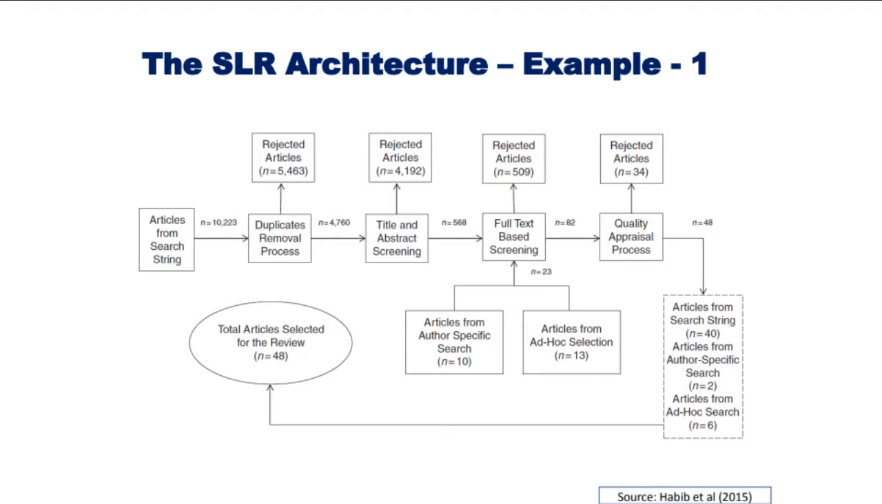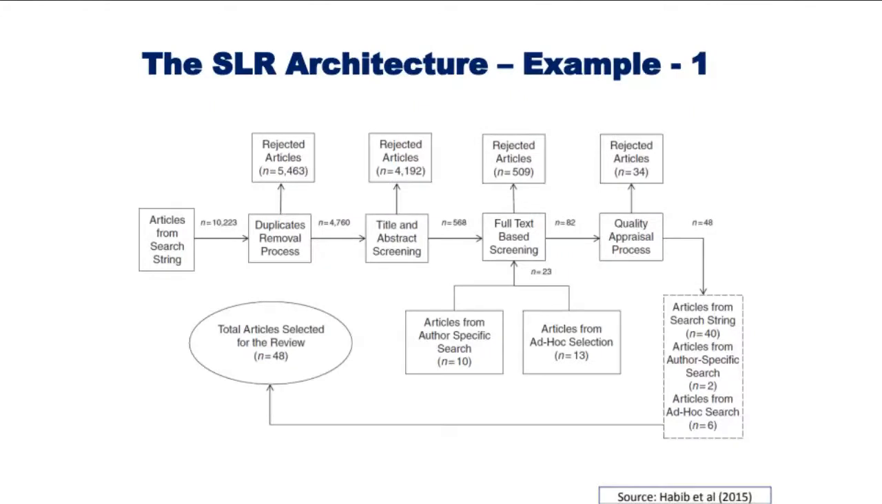Before we do the full-text quality screening, this is where you can bring in articles from internet-based sources. That's what we call articles from ad hoc selection. These include web-based sources, company reports, company websites, and government websites like the Office of National Statistics, Statista. The Wall Street Journal also has a very good website, and so does The Economist magazine. You can also look at the World Economic Forum, World Bank, and EU. These are very good websites that you can use for data collection. They will not come from your search strings, but they will be added here. So you can add these too.